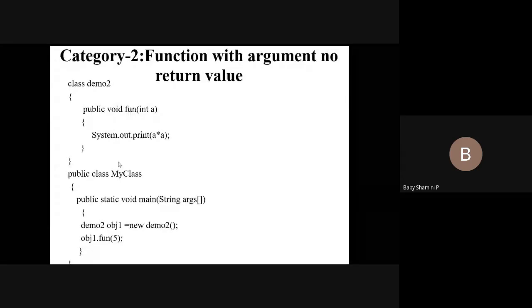Function with argument means while writing a function call statement, here the function call statement is fun of 5, we must pass an argument. This argument is called the actual argument. This argument is passed to this function definition, that is public void fun, integer a. So 5 is passed to the variable a. Again it performs the operation 5 into 5, but it does not return any value to the main function.